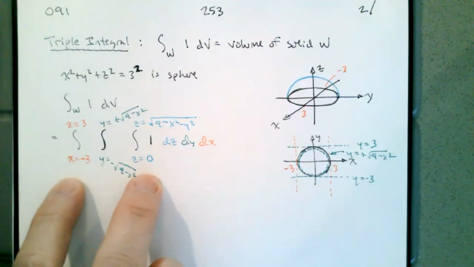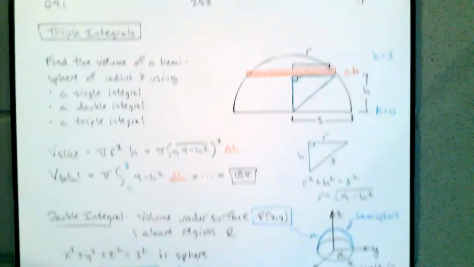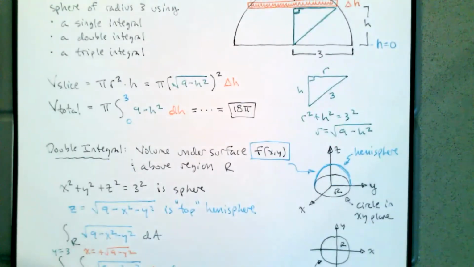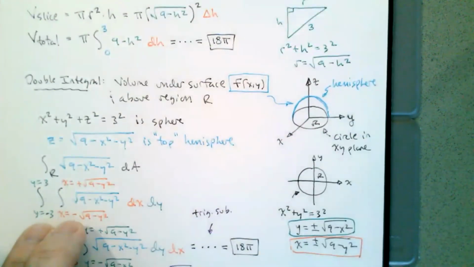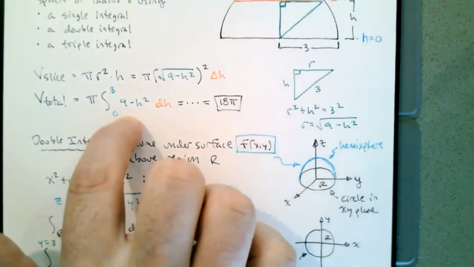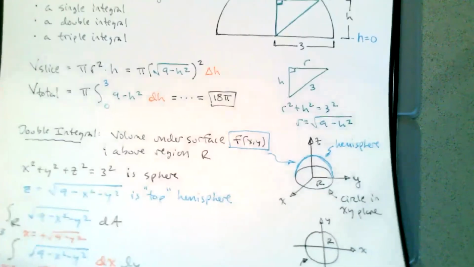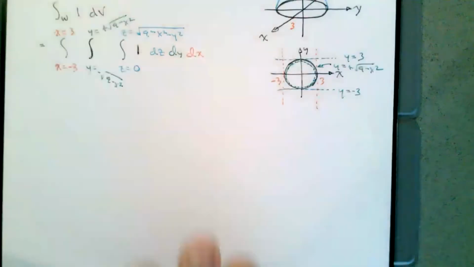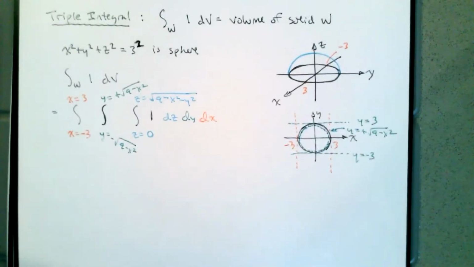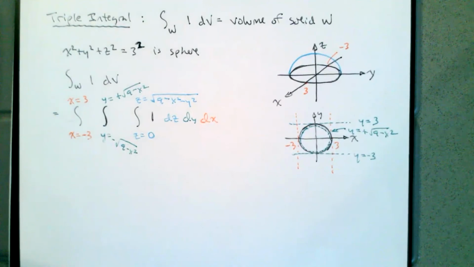Plug in these values of x, y, and z. In a double integral, plug in these values of x and y. In a single integral, plug in these values of x. That's what the integral is doing. It's just plugging in a bunch of values for the function and then adding things up. That's the thinking that goes behind this.